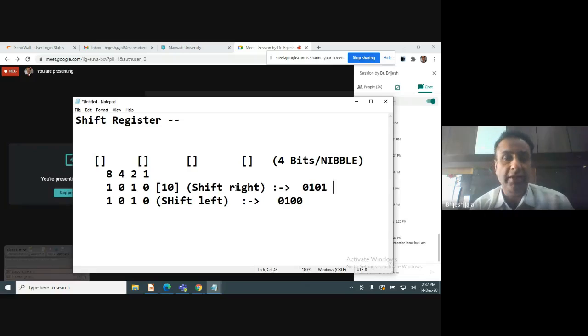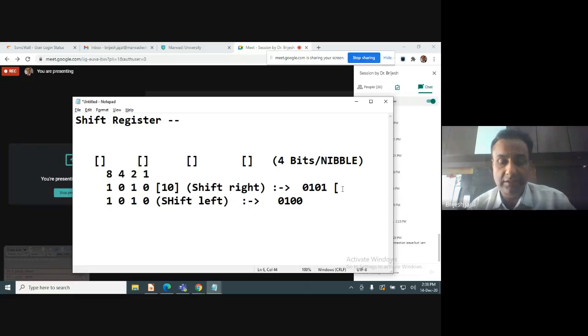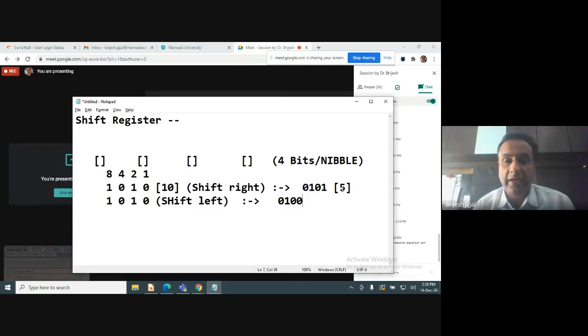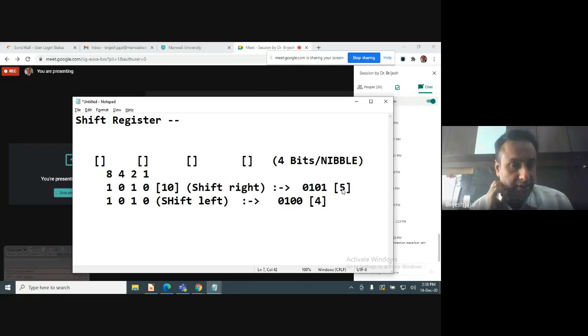Now you tell me, if I shift the value on the right side, what does it become? What is 0101? 4, 2, 1, it is what value? Someone say it. 5, sir. 5. And when you do the shift on the left side, what is this value? 4. This is 4, right? So if you have 10, it becomes 5.